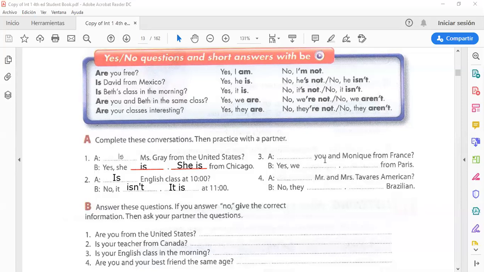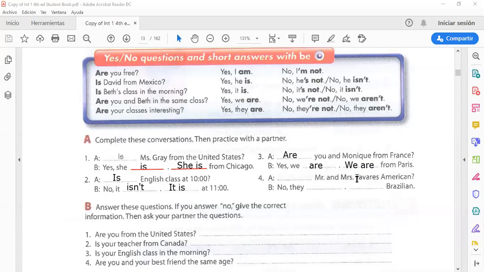You and Monique from France. Very good. You're getting it. Are you and Monique from France? So, yes, we. Yes, we are. Very good. And the other sentence, from Paris. We are from Paris. Very good.